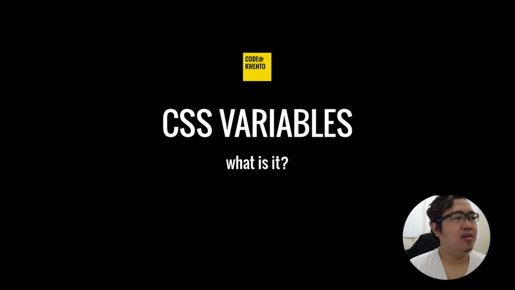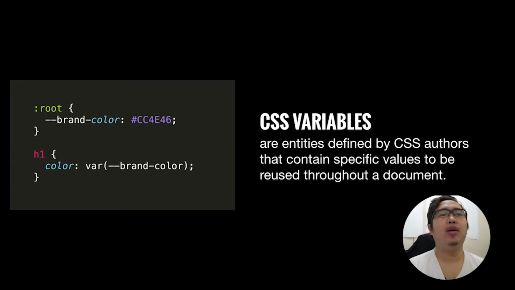So, here we go. CSS variables. Ano ba yung CSS variables? How should it be used? Basically, CSS variables are entities that are defined by the CSS authors that contain specific values to be reused throughout the document. And it can be any value. It isn't limited by certain parameters na pwede mo lang magamit or certain name conventions na pwede mong magamit.